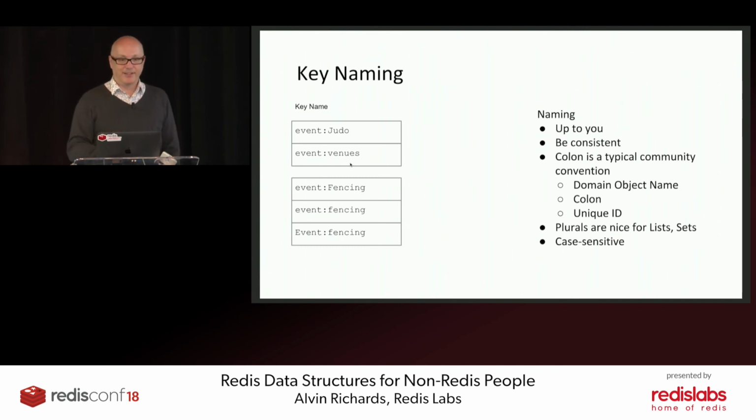So the key thing here is to have a naming convention and stick to it, because this will help you throughout the life cycle of your microservice or your application. Especially when you start having data co-located from different services in the same Redis instance. If you've got a consistent naming convention, then you're likely to not have clashes.